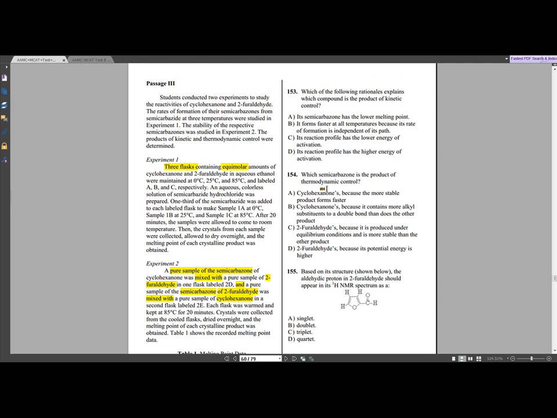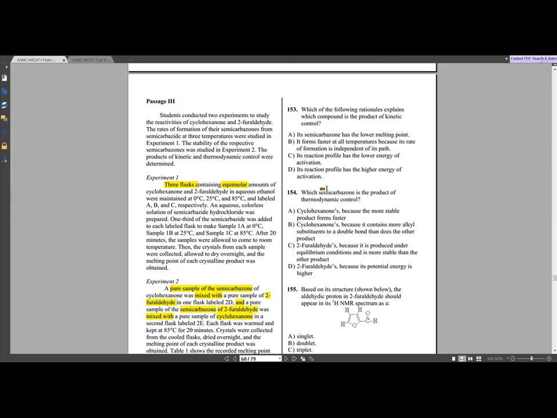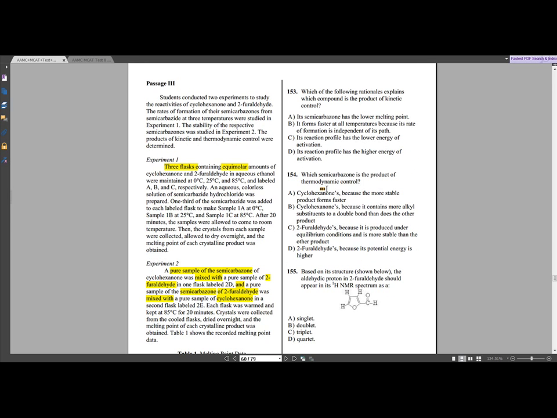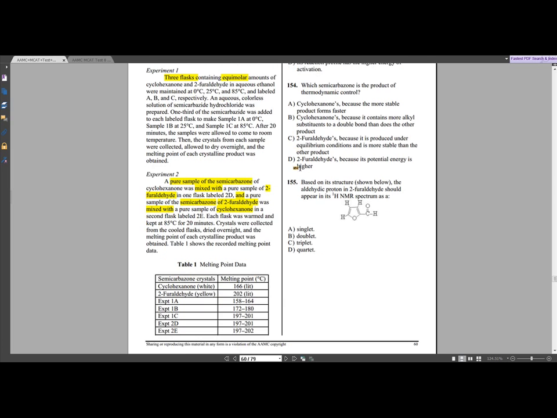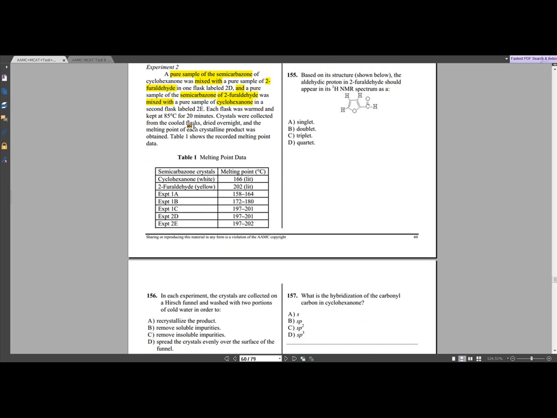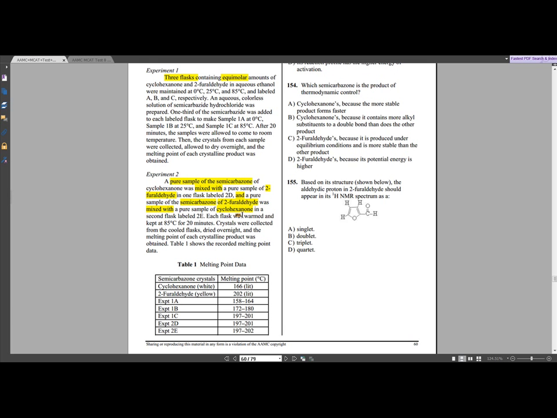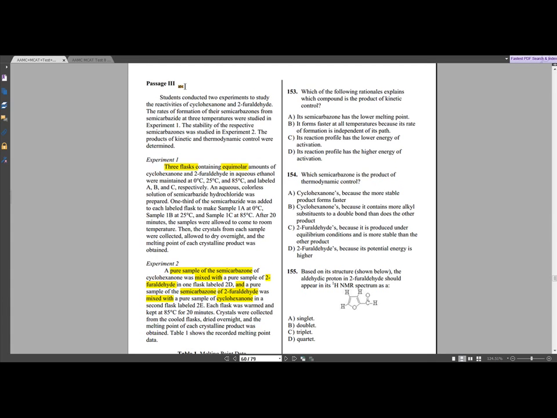Alright, so I started passage 3 in an MCAT practice test. And okay, so passage 3, I was just highlighting this sort of stuff. Okay, so students conducted 2 experiments. I took a nap and I totally forgot why I highlighted this stuff. Rates of formation of their semicarbazone form.